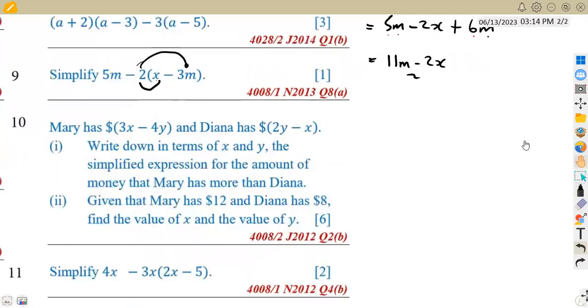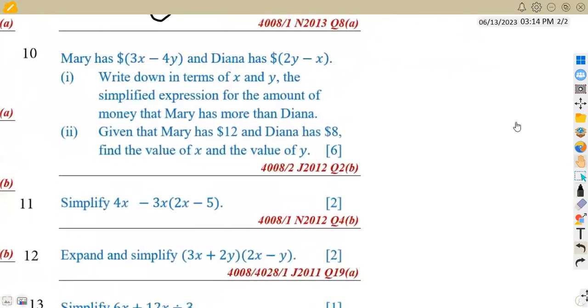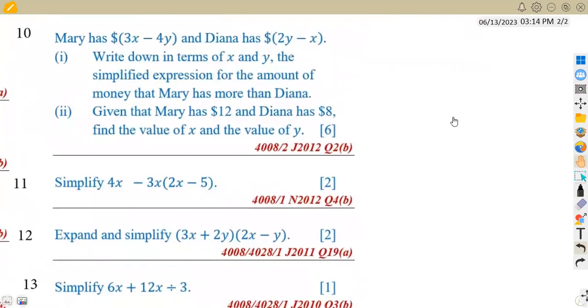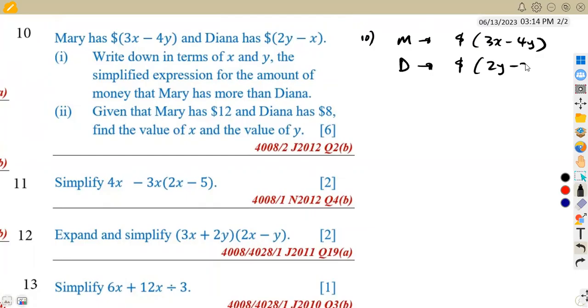All right, then we've got this most important question that I'm seeing here, a word problem actually, where we are given that Mary has 3x minus 4y dollars and Diana has 2y minus x dollars. So this is the amount that you're given in terms of x. We've got the expression for Mary, the amount that she had, which is 3x minus 4y, and the amount for Diana in terms of x and y also, which is 2y minus x.